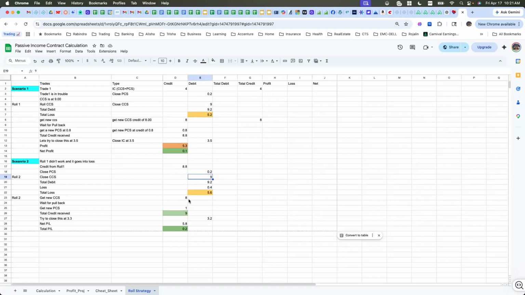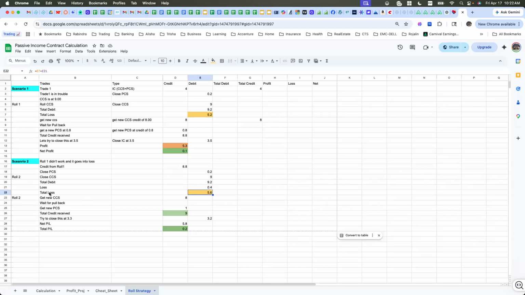So what is the total loss? 9.2 minus 8.8. You see that? Correct, because 8.8 was the earlier credit. The loss on this roll is 0.4. And the total loss is how much? 5.6. 5.2 plus 0.4 is 5.6.